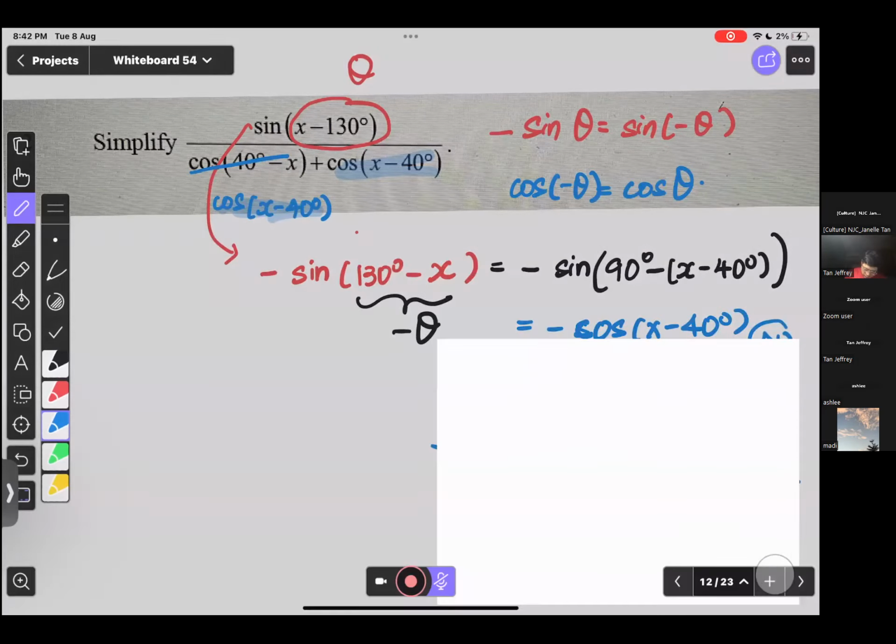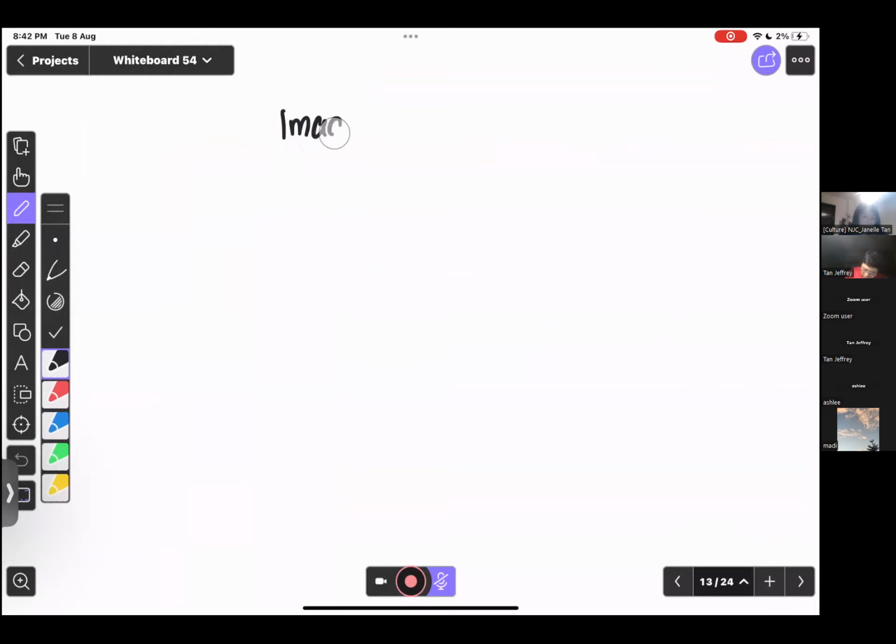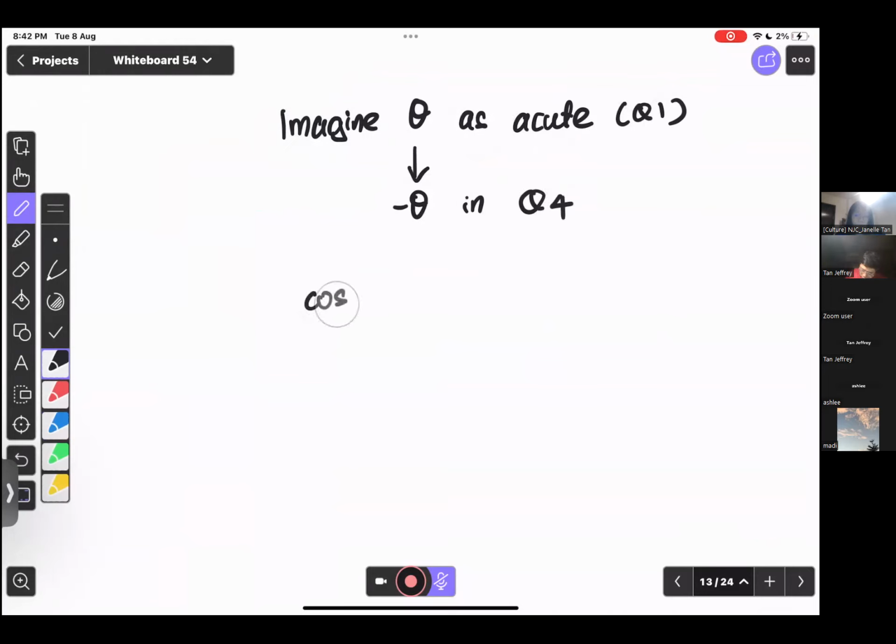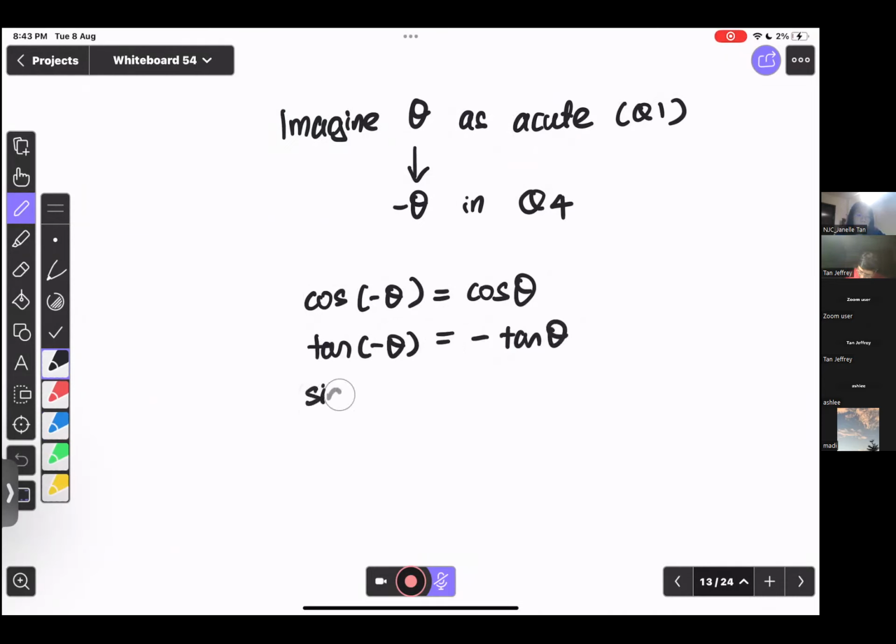The imagination is just for me to remember. If theta is in quadrant 1, negative theta will be in quadrant 4. In quadrant 4, only cosine is positive. So cosine of negative theta is the same as cosine theta, whereas tangent of negative theta is the same as negative of tangent theta. Since quadrant 4 is the C quadrant, sine of negative theta will be negative of sine theta.